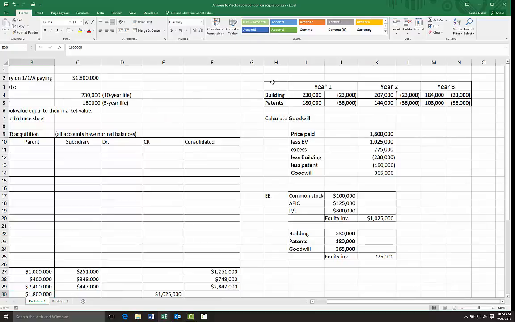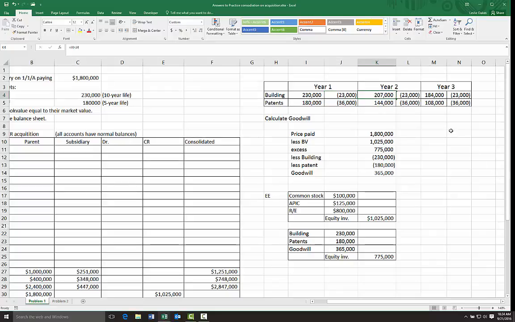First thing we're going to do, even though it's not really necessary for the acquisition date entries, is prepare our table to show the impact of these two understated items. And I'm going to use the 2-column per year approach. So for the building, we start out with adding 230. In that first year, it will be add depreciation of $23,000, rather.